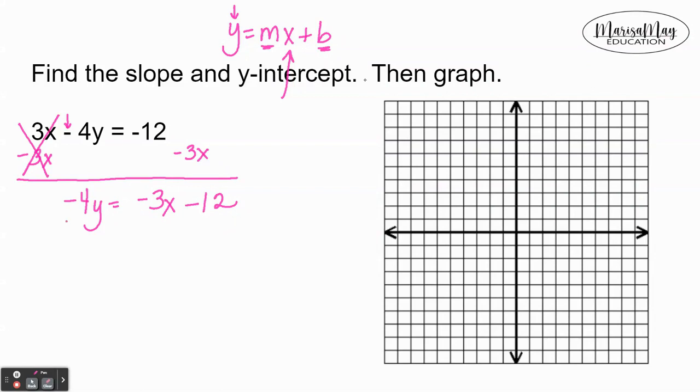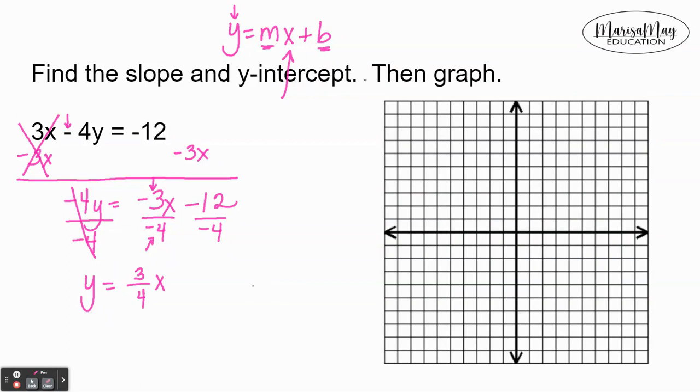I want mine to look like that. Last step, to get the y by itself, I'm going to have to divide by negative 4. Now, I do that by dividing each term by negative 4. I've done this for a long time because it helps my students to see the number in front of x a little bit clearer. So negative 4 divided by negative 4, those go away, leaving me with y equals negative 3 divided by negative 4. Negative divided by negative, so positive 3/4 x.